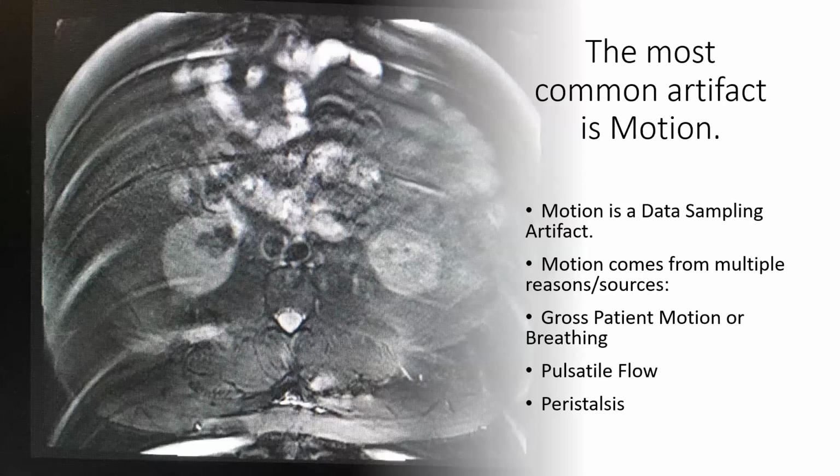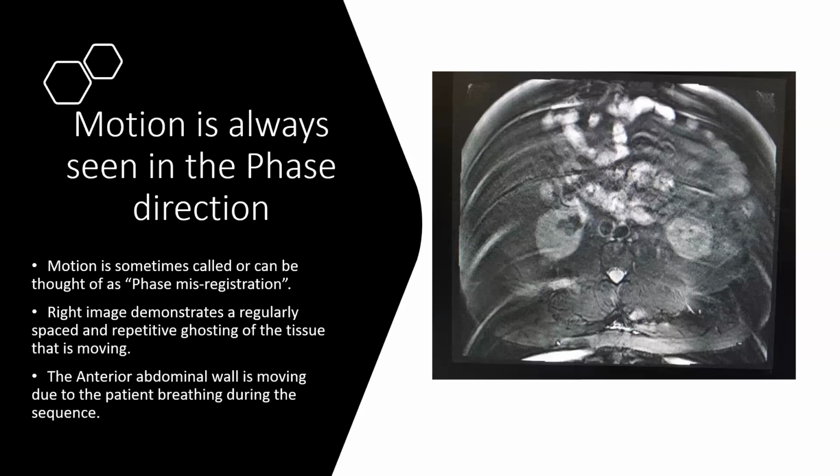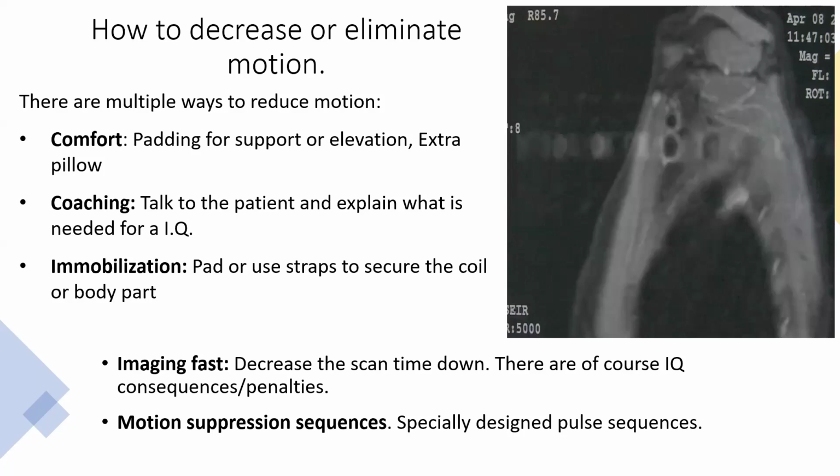All right, so what artifact is demonstrated here? Well, motion. What makes that motion? It's this repetitive bright and dark, and it happens to be in the phase direction here. So that's motion. It's a data sampling error. You can get it from gross patient motion, pulsatile flow, and peristalsis. Okay. Ways to decrease motion: you can put sat pulses in. You can swap phase and frequency. You can image faster.